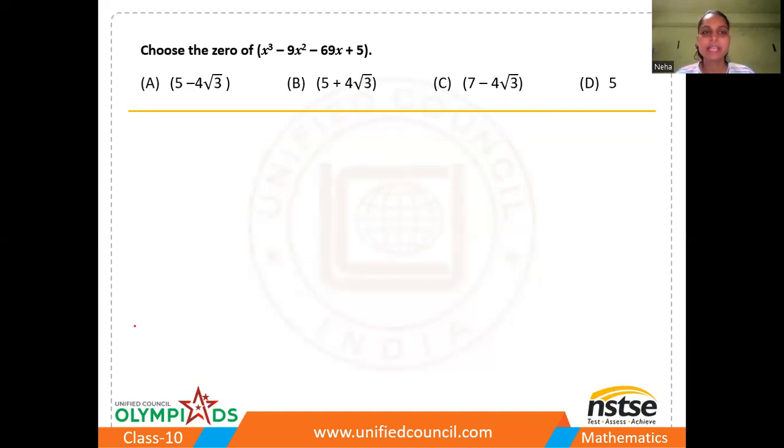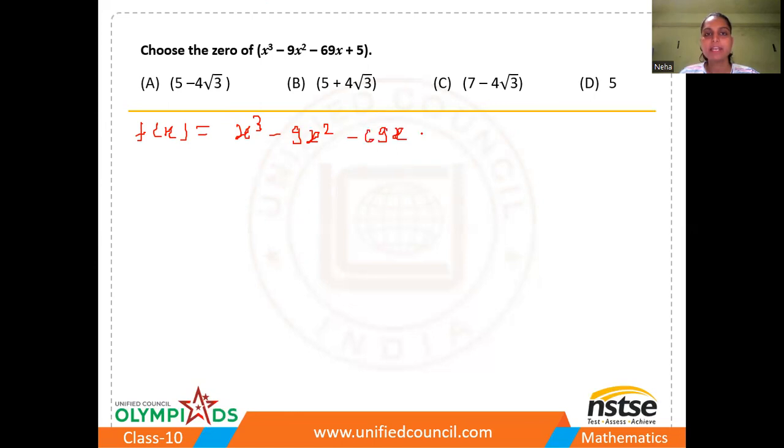This question is saying to choose the zeros of this. So we have to find the zeros of a cubic equation. For a quadratic equation you can use the middle term splitting method, but here you can't use it. So first we have to find one zero, and then we can use the middle term splitting method or any other method. Let's suppose this equation is f(x), so f of x is equal to x cube minus 9x square minus 69x plus 5.